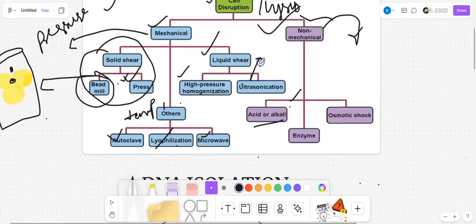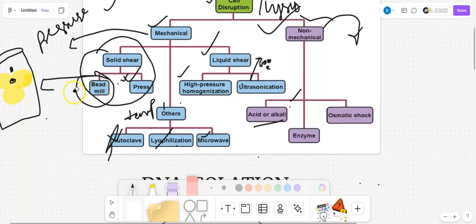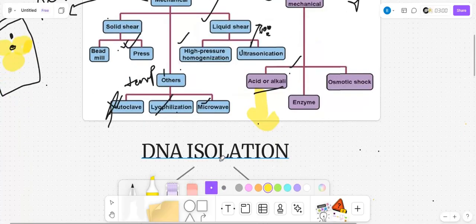Ultrasonication means giving vibration. We give a frequency at which the cell wall will be disrupted, but the DNA will stay intact. So the DNA doesn't face any problem, but the cell wall will be disrupted. That is what we need, right? Then there are acid or alkali techniques, which are chemical methods.